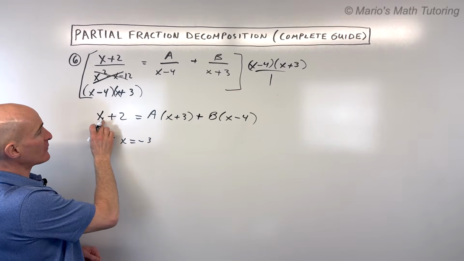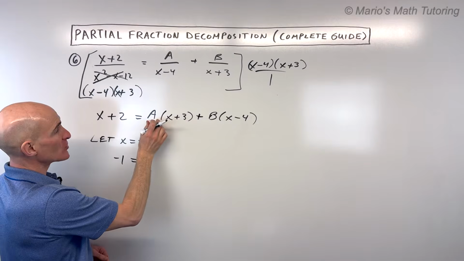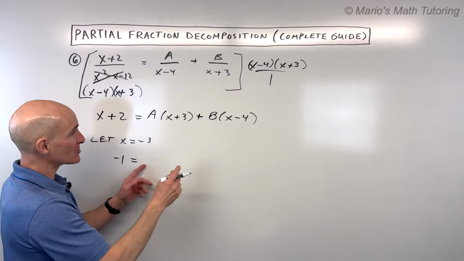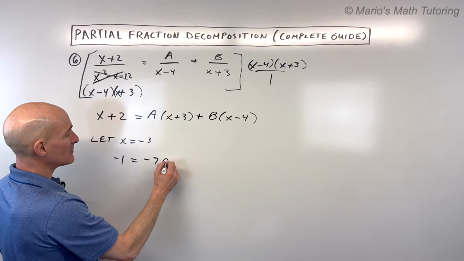We're putting -3 in for x, so that's going to make this -1. -3 plus 3 is 0 times a is 0. That cancels out that term. And over here, -3 minus 4 is -7 times b.